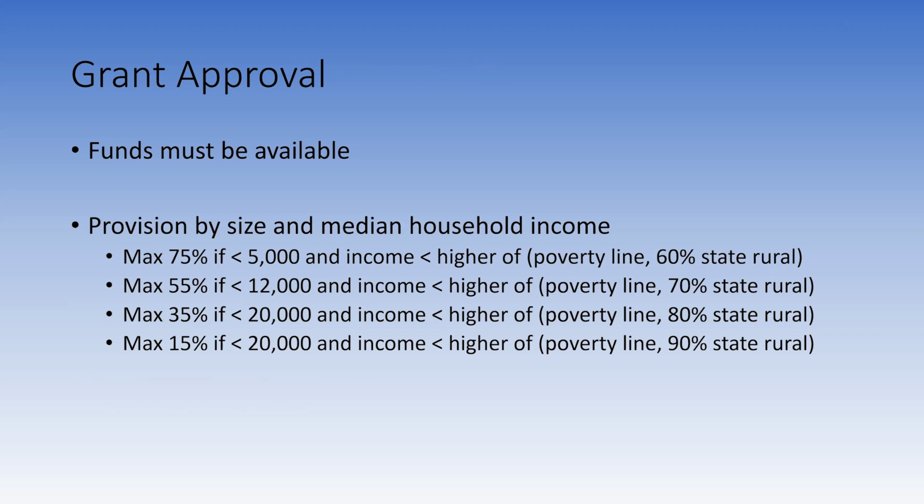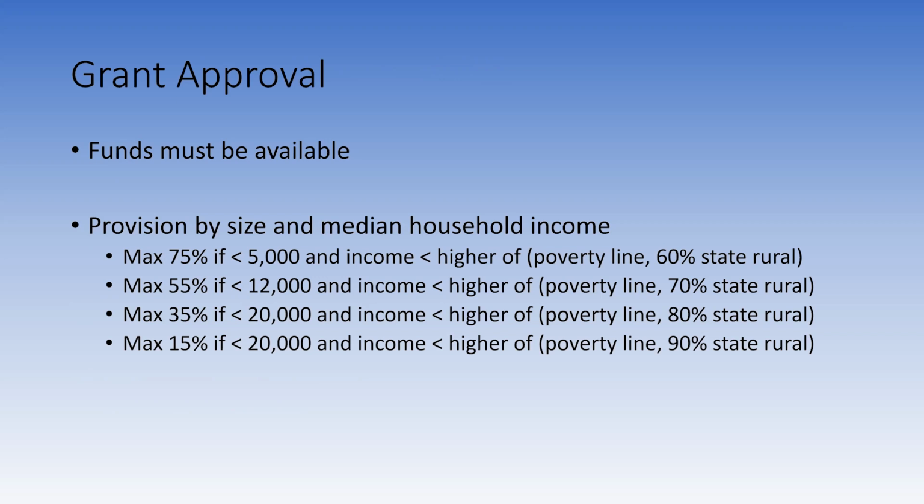Now, there are some provisions that are all written down and set for how much can be given in that precious grant money. And so the provision is done by size of the community and the median household income. But I think importantly, that median household income is not just the median household income for the whole state. It focuses on the state rural communities median household income. Okay, so these are the provisions set in the program.